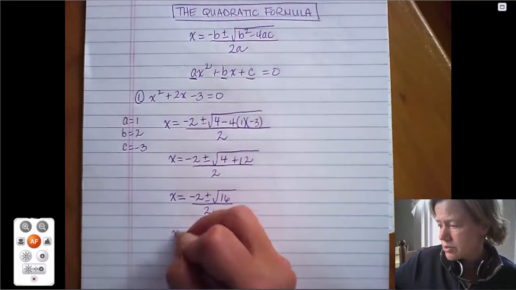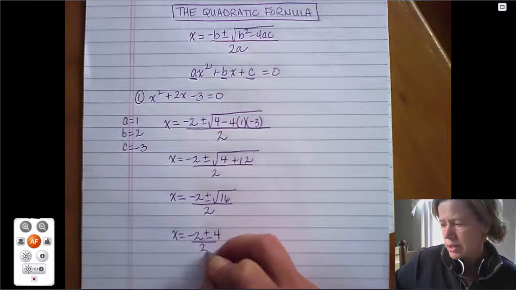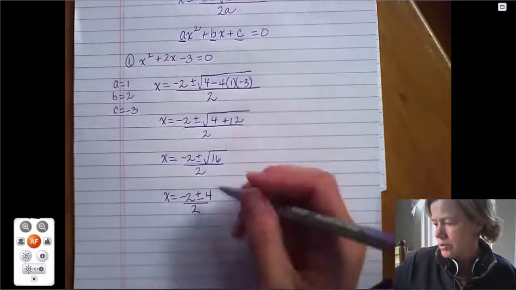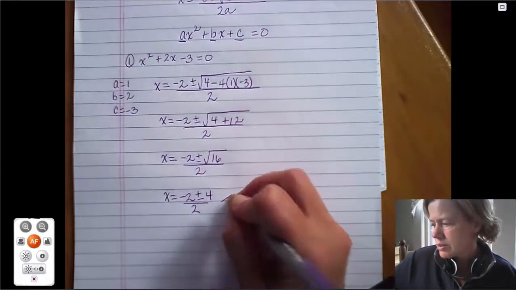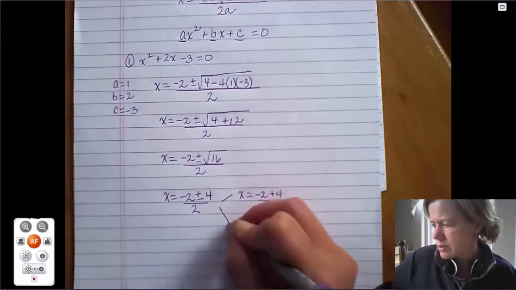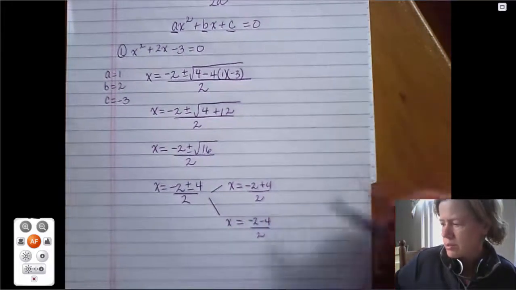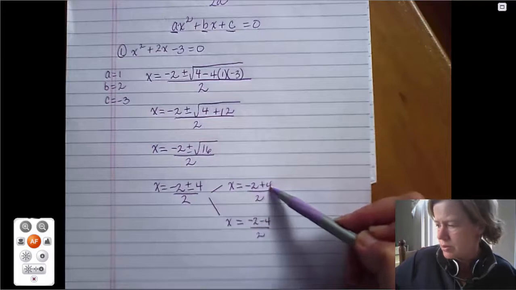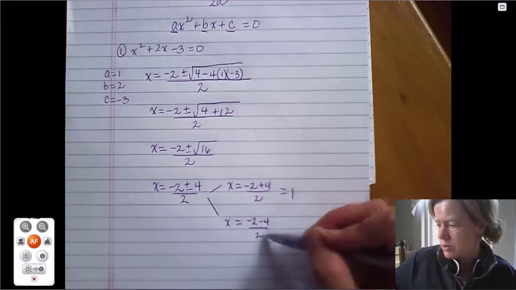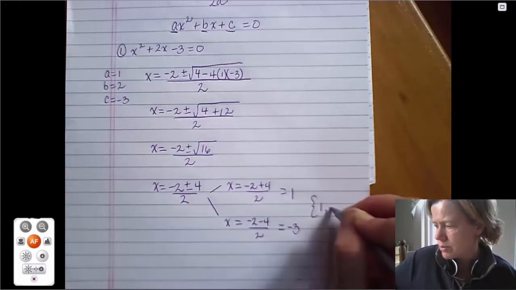So x is negative 2 plus or minus, well, the square root of 16 is 4, all over 2. And since I have nice numbers, nice rational numbers, you can simplify further. So break up your roots. So we have x is negative 2 plus 4 over 2, and we have x is negative 2 minus 4 all over 2. Negative 2 plus 4 is positive 2, divided by 2 is 1. Negative 2 minus 4 is negative 6, divided by 2 is negative 3. So here your roots are 1 and negative 3.